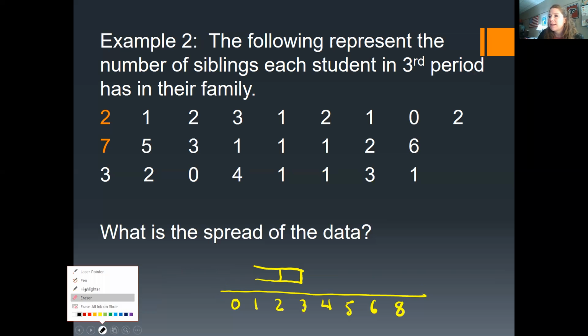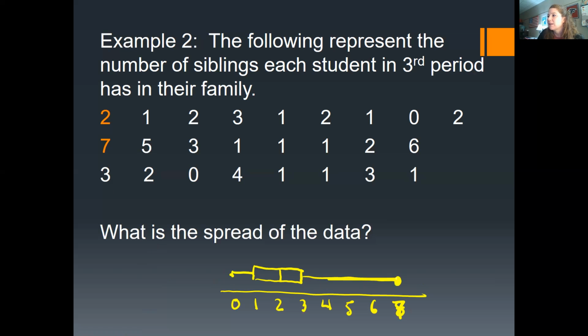Will it let me do my left whisker? So my smallest number is 0, right? And my highest number, oh my gosh, look at what I did. This is a 7. And then my right whisker goes all the way up to 7, okay? So this definitely skews to the right. So it looks like 7 is an outlier, okay?